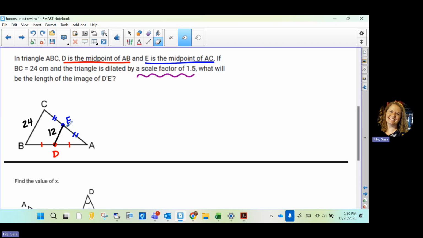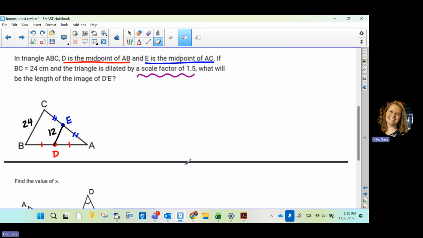Mid-segment. You have a mid-segment, ED, and we learned in Unit 4 that mid-segments are half the length of the side they're parallel to. So this is 24, means this is 12. You had to know this from prior units. That's prior knowledge. So this is our pre-image.